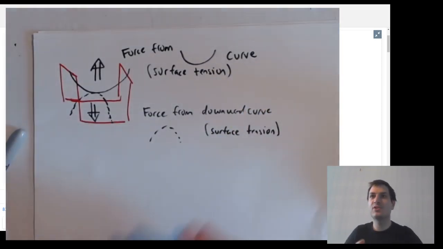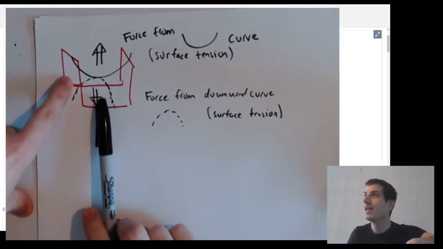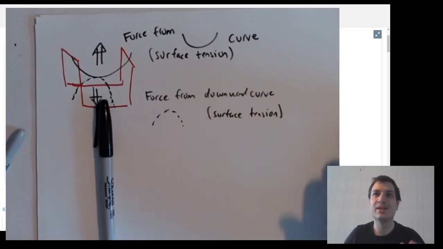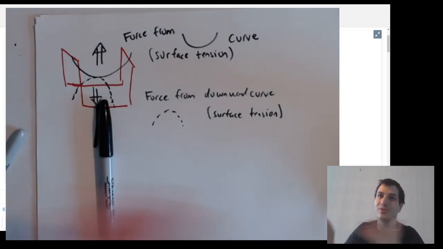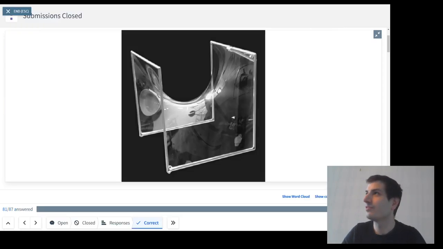So surface tension is always trying to pull it flat. When it's curved, you have a force. The thing that defines this shape is that all the forces are balanced. If the forces weren't balanced, then it would move around until they were, and then it would stop there. So that's what's going on. That's how it decides what shape it's going to be.